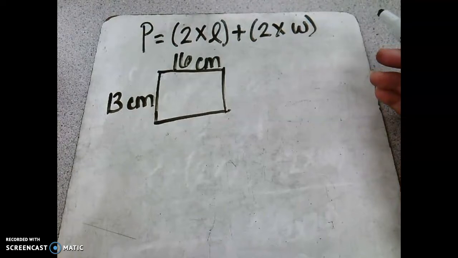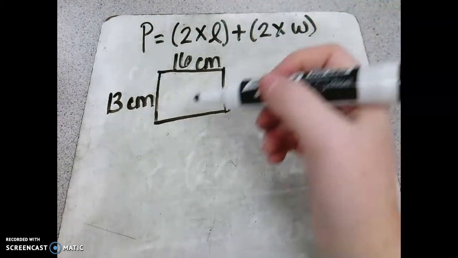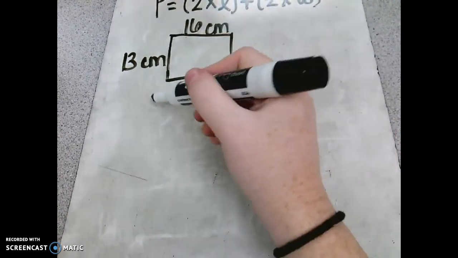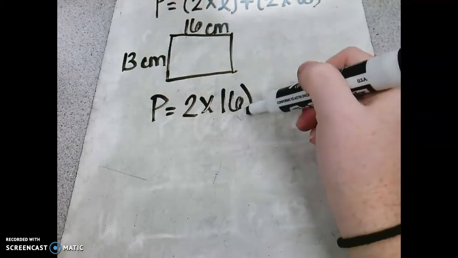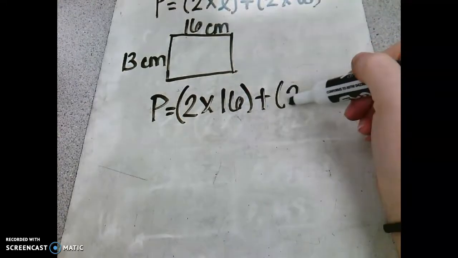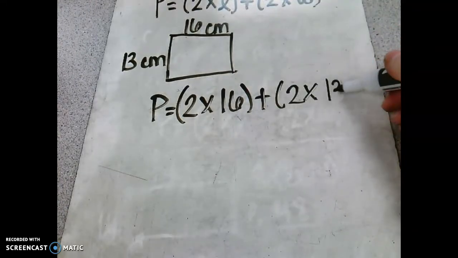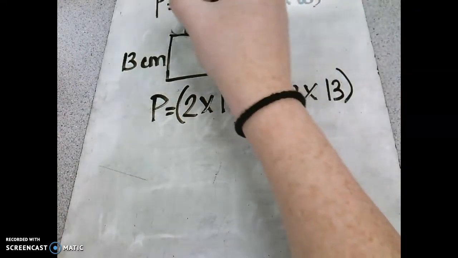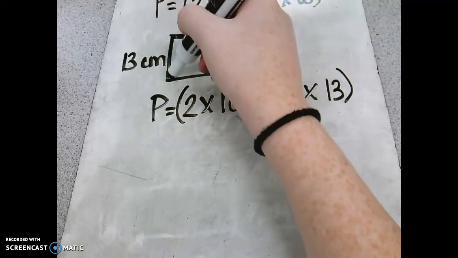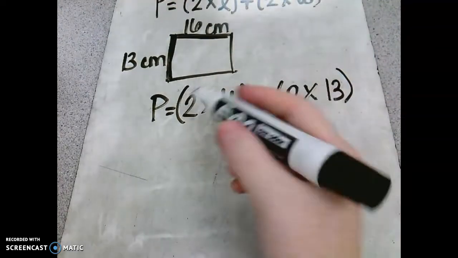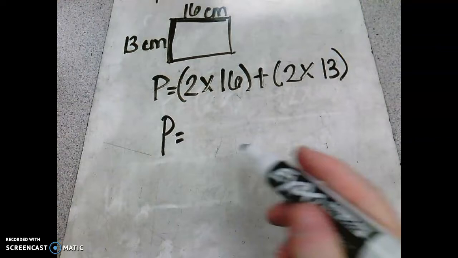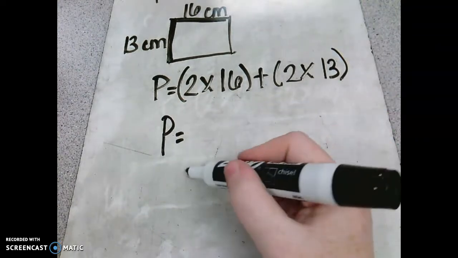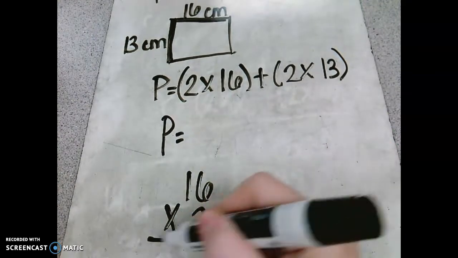So now I need to put these numbers into my equation to solve it. I have P equals 2 times L, which is 16, plus 2 times width, which is 13. Okay, this side is length, this side is width. All right, now we need to solve this. 2 times 16. Do you know what that is off the top of your head? I sure don't. Well, I do, but we're going to solve it like we don't.